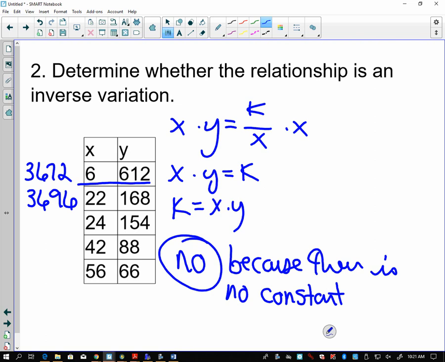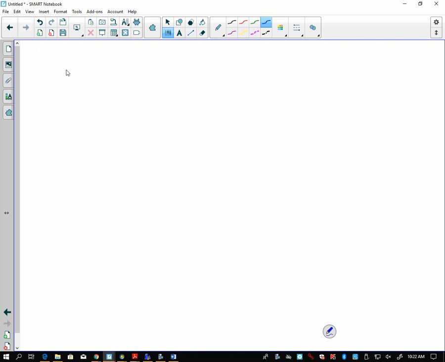Or the constant isn't constant. Okay, does this make sense? Okay, so we understand what our work should look like. I would for sure probably write up the inverse variation equation and how to solve for k, and then start showing that math. Okay. All right, let's get back over here.